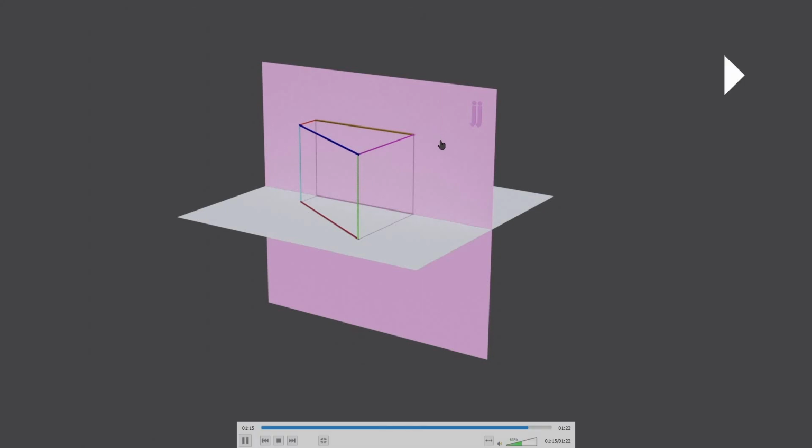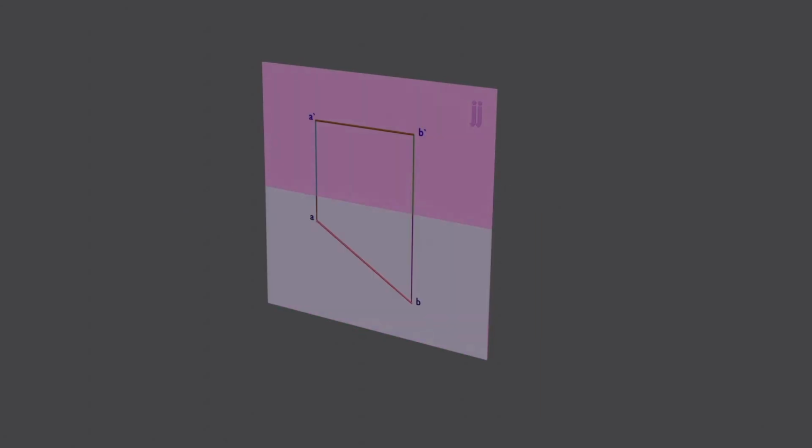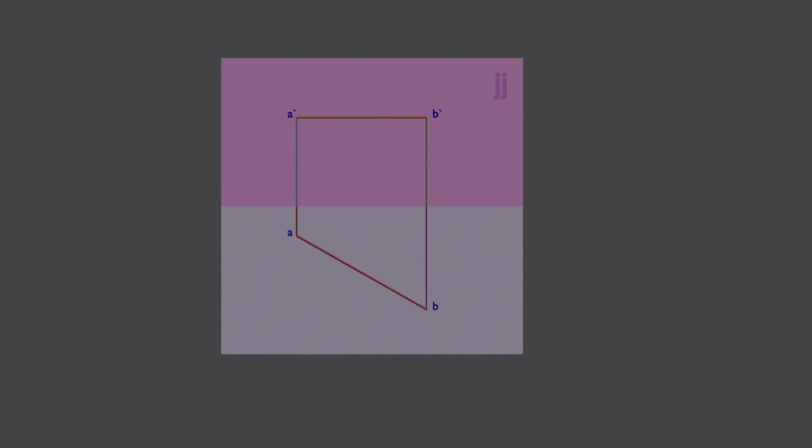Now we will just switch off the lights and make the final drawing. If you look at this drawing, you can see that A prime B prime is shorter than AB, and since this line is parallel to the horizontal plane, AB will be of the actual length. AB will be of the true length. You have to keep this in your mind because in the next session we will be discussing lines inclined to both planes, and this point is very important.